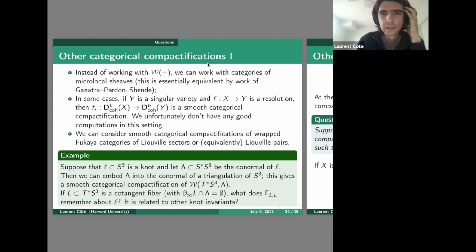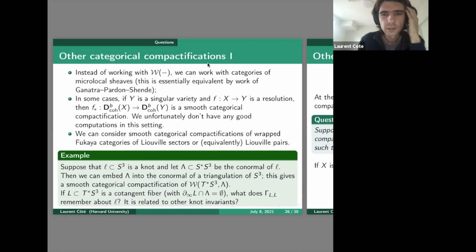So first, for instance, instead of Fukaya categories, you could consider microlocal sheaves. This is essentially the same thing as working with Fukaya categories by work of Ganatra, Pardon, and Shende, but sometimes maybe easier to manipulate. There are other categorical compactifications which arise in nature, which might be worth considering from the perspective of these growth functions. One source is resolutions of singularities. If you take a singular algebraic variety, then in some cases a resolution of singularities will give you a smooth categorical compactification of the derived category of the variety Y. But unfortunately, we don't have any good computations in this setting.